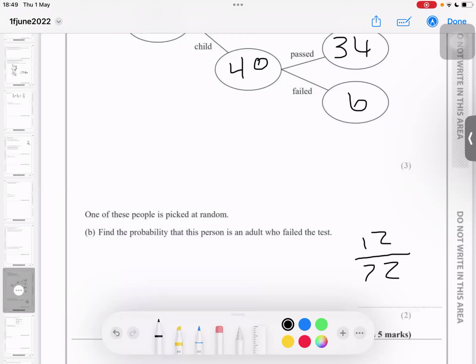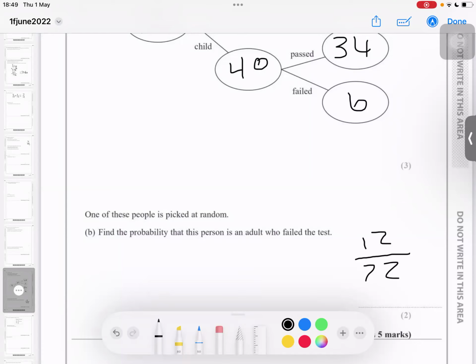Wait a minute. Number of possible events. Hold on, I'm thinking. I'm not too sure we should conclude that the bottom should be 72, since the number of possible events for this one is targeted at adults. So I think it should be total number of adults. It shouldn't include the children. What do you think? I'm thinking it should be 12 over 32, not over 72.